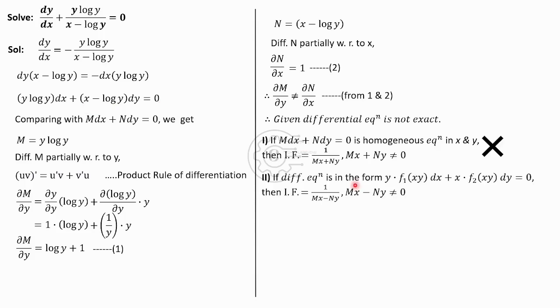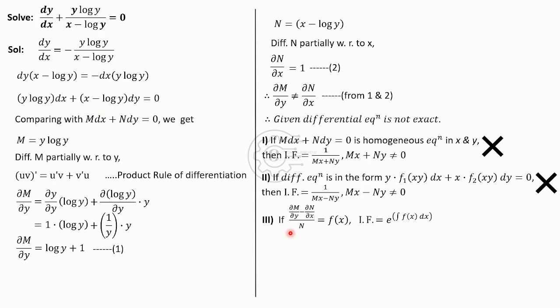Next criteria is: if we can take y common out of the term containing dx and x common out of the term containing dy, then we can use this criteria. As you can see, in the first term we can take y as common, but in the second term x cannot be taken common. Therefore we cannot use this criteria.